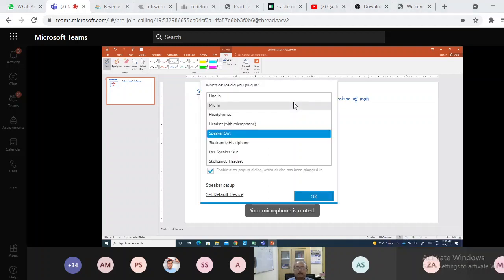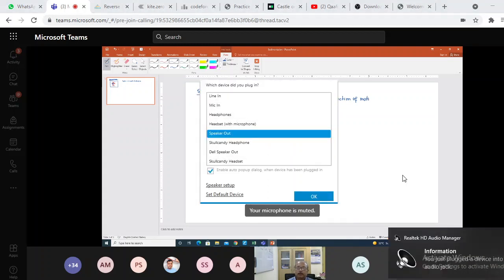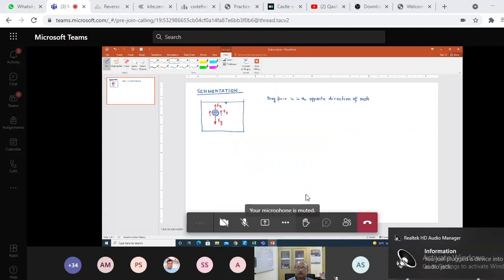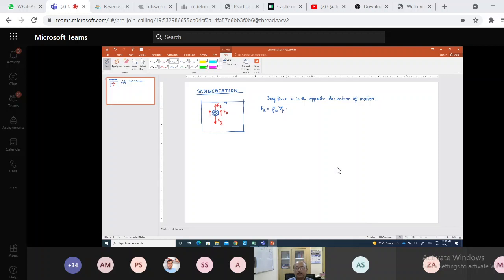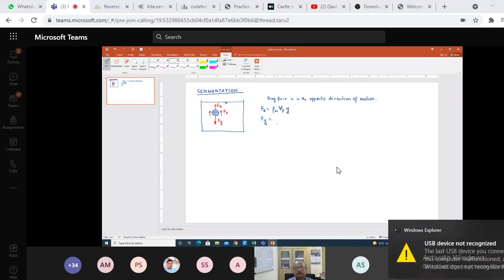Okay, and just to write down the forces, force of buoyancy is nothing but rho W into V, where V is the volume of the particle, into G, right? And force of gravity is nothing but mass into gravity, that is, density into volume into gravity.